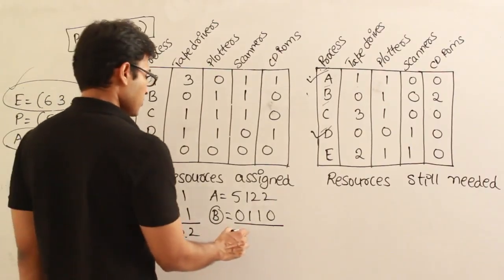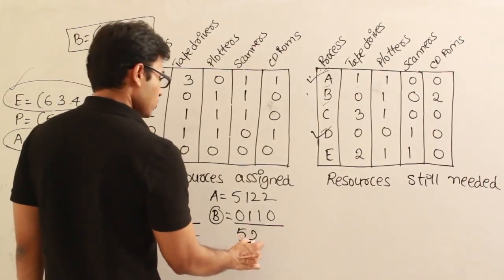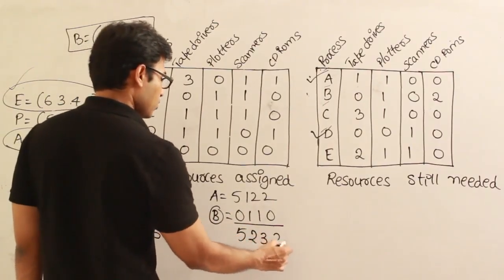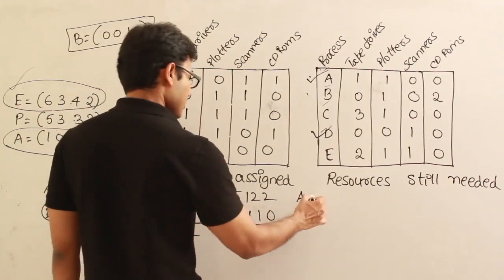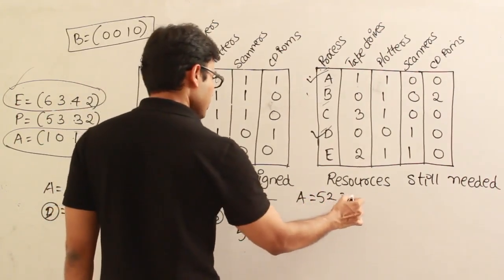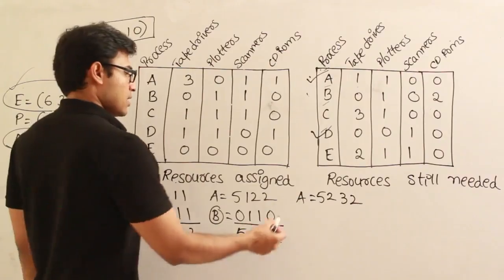Then what will be the new availability now? 5 2 3 2. I am just adding it. And now the new availability is 5 2 3 2, right?